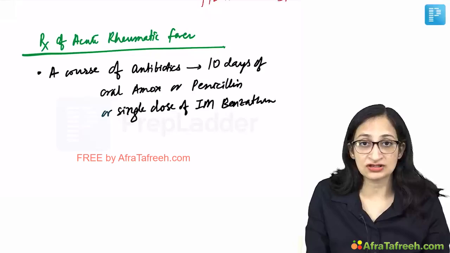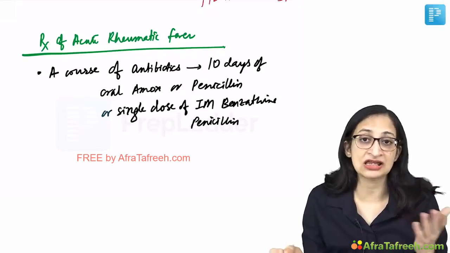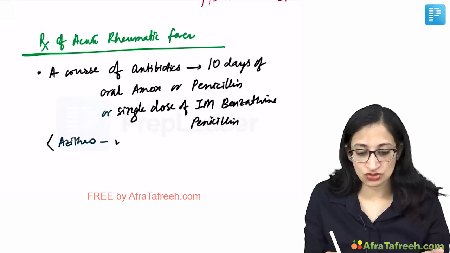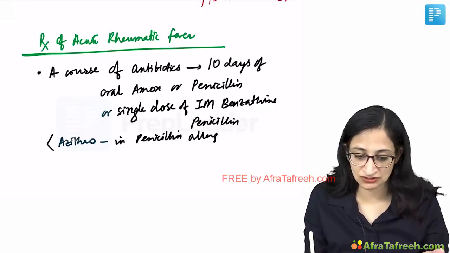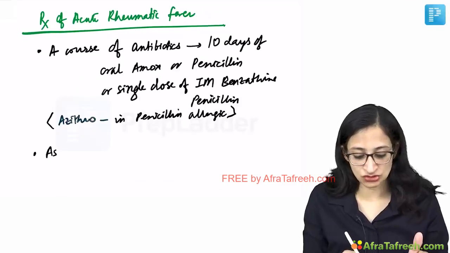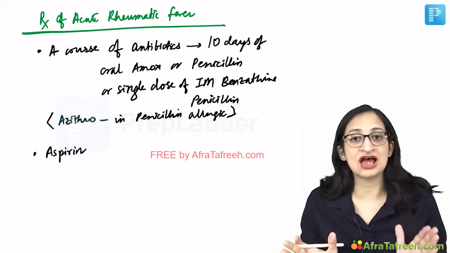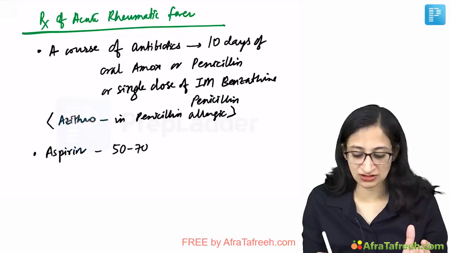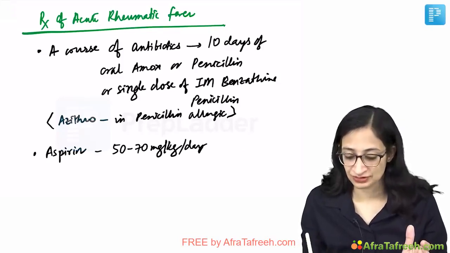And in those individuals who are allergic to penicillin or the penicillin group of drugs, you can use macrolide antibiotics like azithromycin. Okay. So, azithro in penicillin allergic individuals. Apart from that, you are going to use aspirin. In most of the cases, we are going to use aspirin where we have established the diagnosis of rheumatic fever. So, we give it initially at a very high dose of 50 to 70 mg per kg per day, and gradually the dose is reduced.